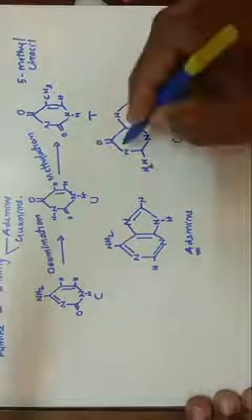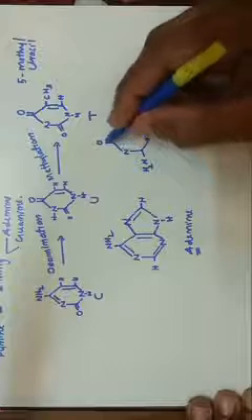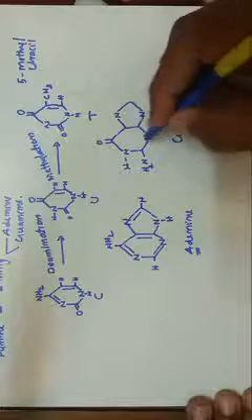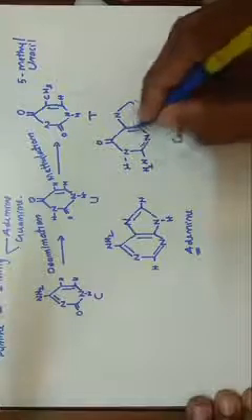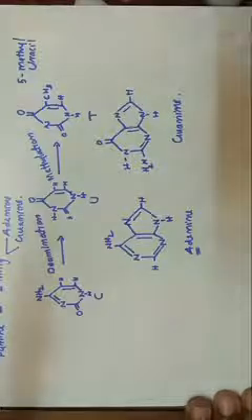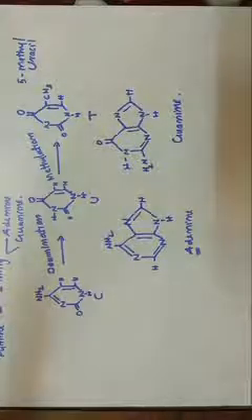So the same structure will be applicable. Instead of a double bond here, it already has a double bond. You can have a hydrogen here. And then double bond, double bond, double bond, hydrogen, hydrogen. So these are the structures of adenine and guanine.